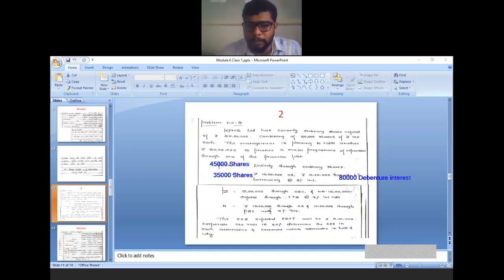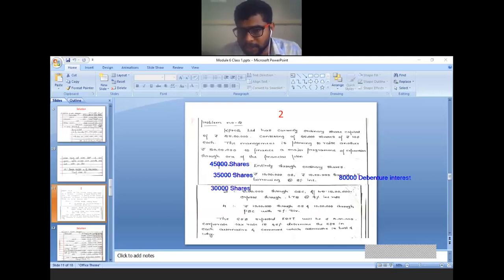Yeah, third plan, everyone concentrate. 5 lakh through ordinary share capital. So already 25 lakh existing capital they have, plus 5 lakh rupees ordinary share capital. So total 30 lakh rupees equity share capital. 30 lakh rupees equity share capital means how many equity shares? 30,000 equity shares.